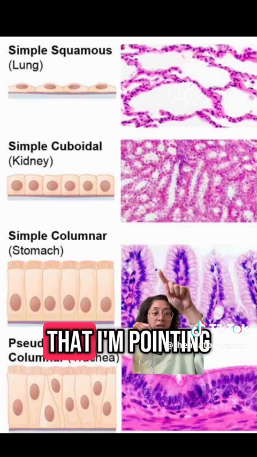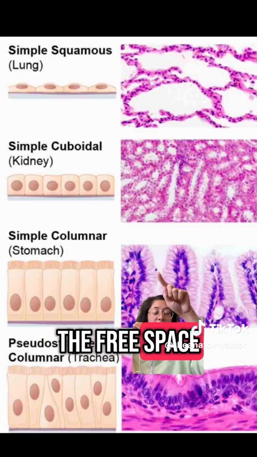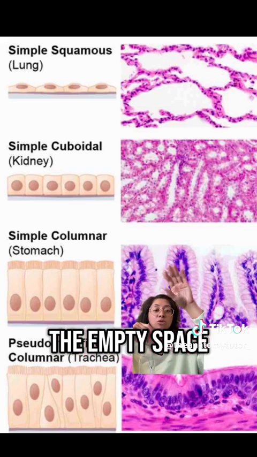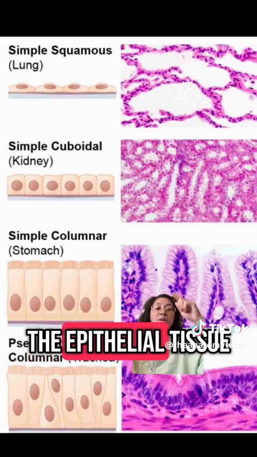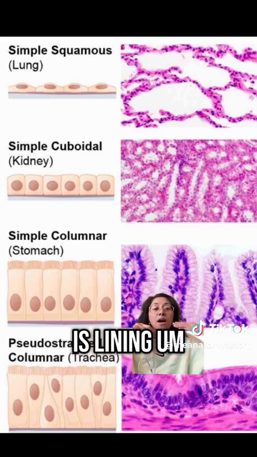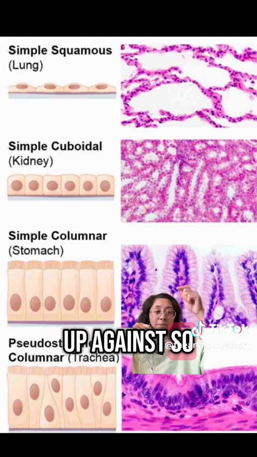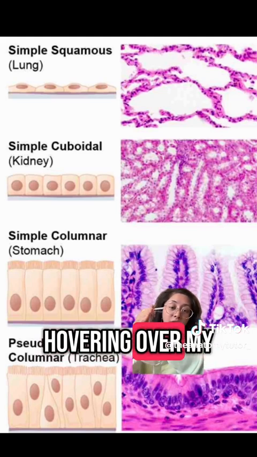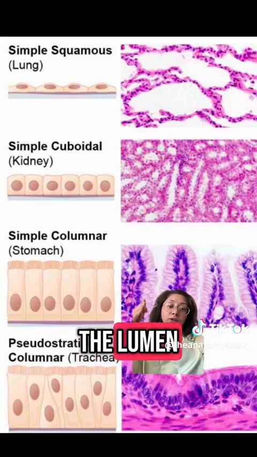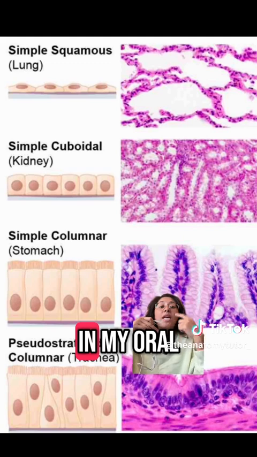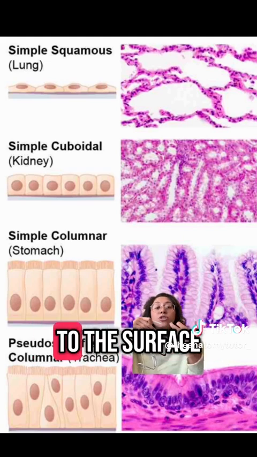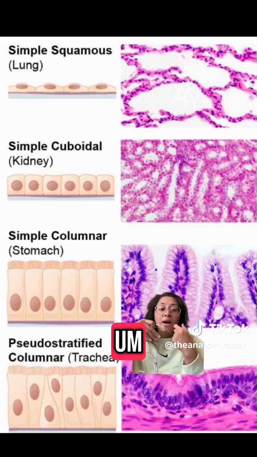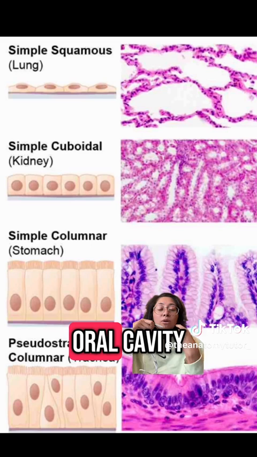So the portion that I'm pointing at here is the free space, otherwise known as the lumen, and this is the empty space or surface that the epithelial tissue is lining up against. If you think about my skin, this free space hovering over my skin is considered the lumen. The free space in my oral cavity is the lumen to the surface of my epithelial tissue of the cheek, of the mucosal lining of my oral cavity.